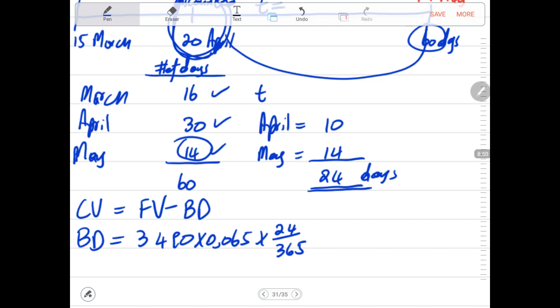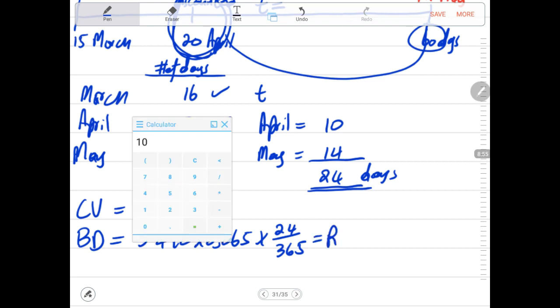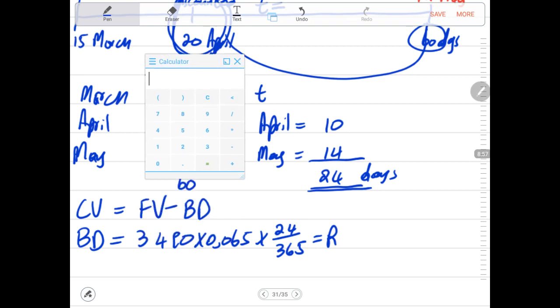So now we are calculating the banker's discount. First of all, the interest that will be charged by the bank for the number of days between the discount date up to the due date of the bill. 3,490 times 0.065 times 24 over 365. So now, in other words, the bank will charge interest of 14 rand 91 cents, which is 92 cents, rounding off accurately, 92 cents.